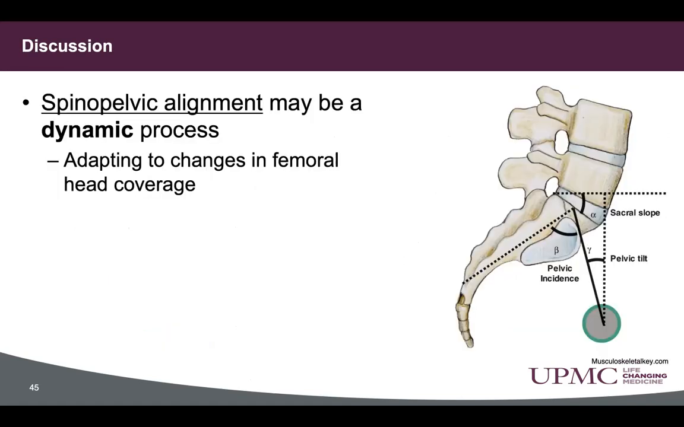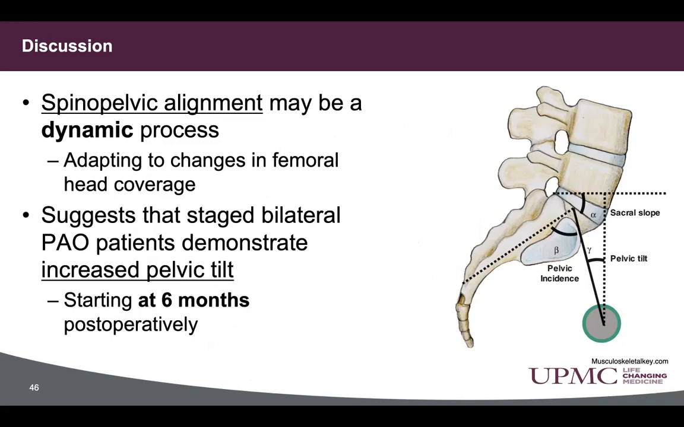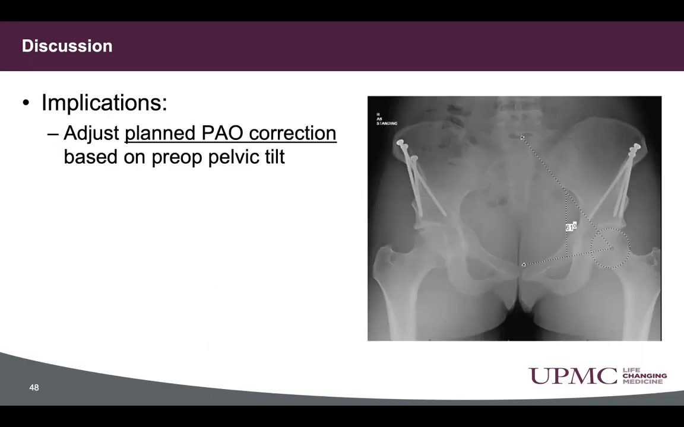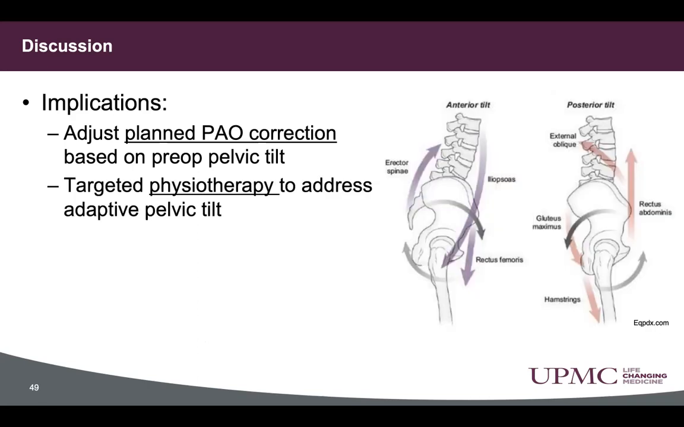This supports the theory that spinal pelvic alignment may be a dynamic process adapting to changes in femoral head coverage. And it suggests that staged bilateral PAO patients demonstrate an increased pelvic tilt starting around 6 months postoperatively. So why do we care about pelvic tilt? Well, the implications of these findings could be applied during our planned PAO corrections. For example, if we know that there's a subset of patients that will have a change in pelvic tilt at a certain time point postoperatively, then perhaps we will adjust them more or less during our PAO surgery and give them more or less acetabular coverage.